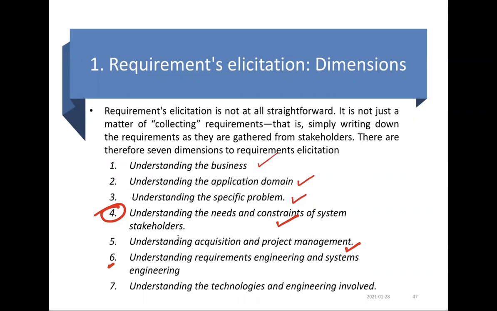Number six, understanding requirement engineering and system engineering. The requirement engineer stands on the boundary between the business and the project, and must understand the business environment in which the system would be deployed. The requirement engineer must also be able to translate the environment into the system engineering and engineering domains.